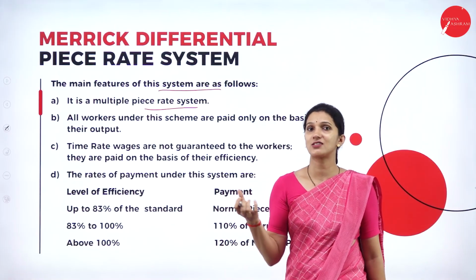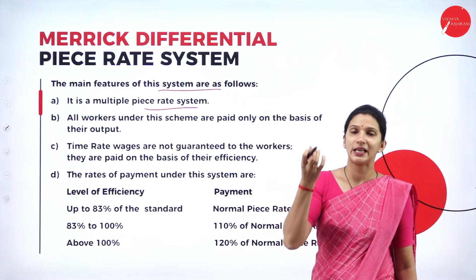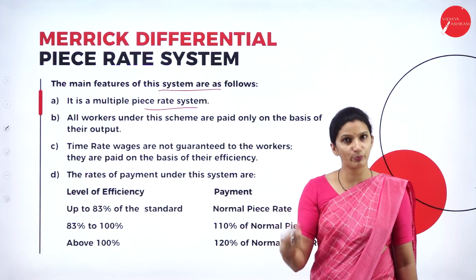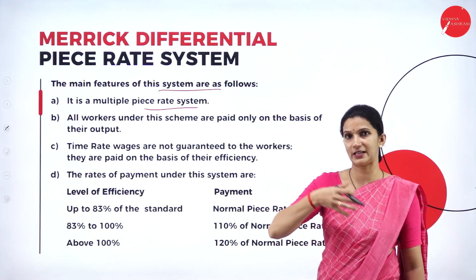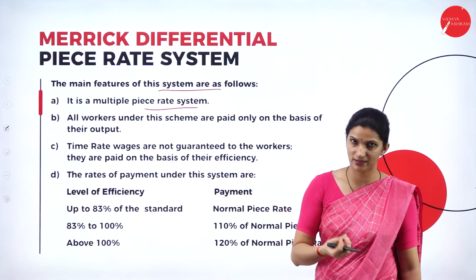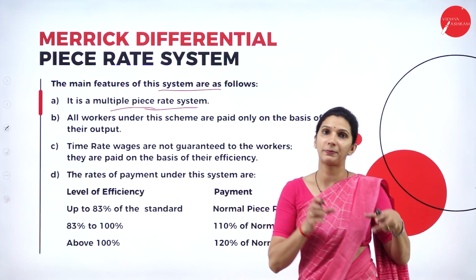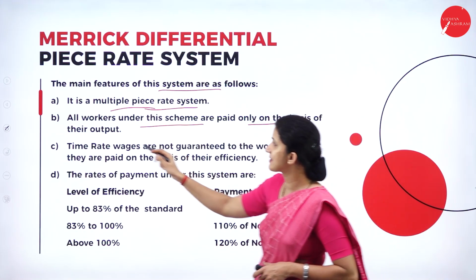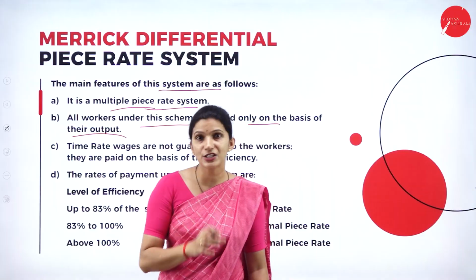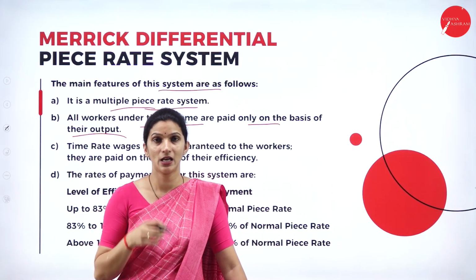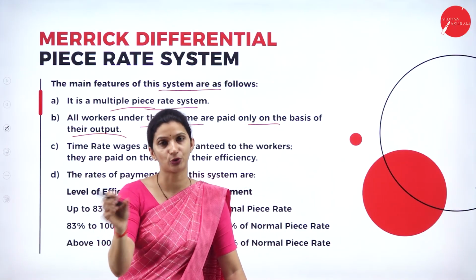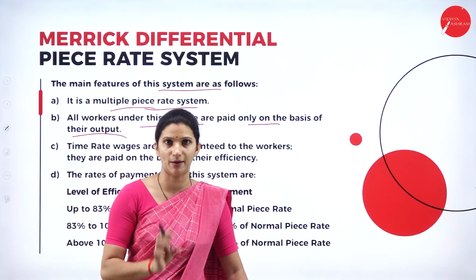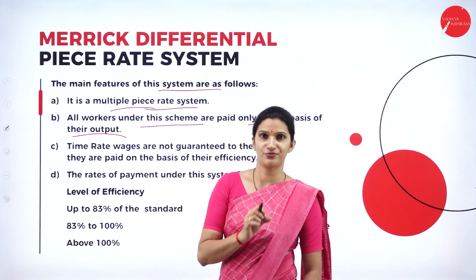If a worker has high efficiency, he will get one rate. If there is low efficiency, he will get another rate. If it is below the standard or a low level of efficiency, he will get another different piece rate. So it is a multiple piece rate system. All the workers under the scheme are paid only on the basis of their output. What units they produced and what standard the business established, based on that they will fix the piece rate.